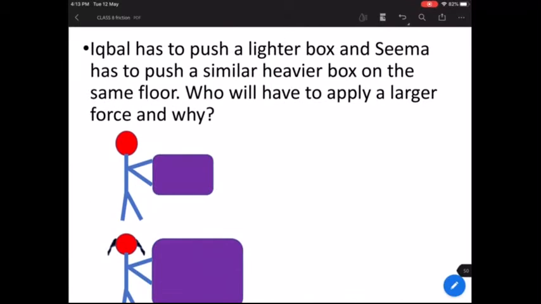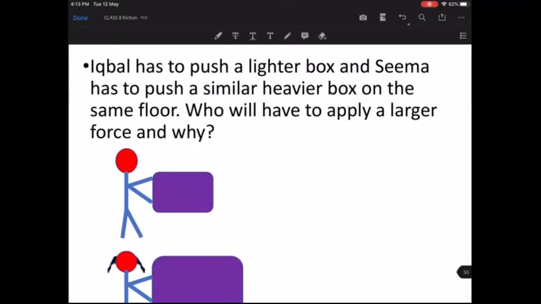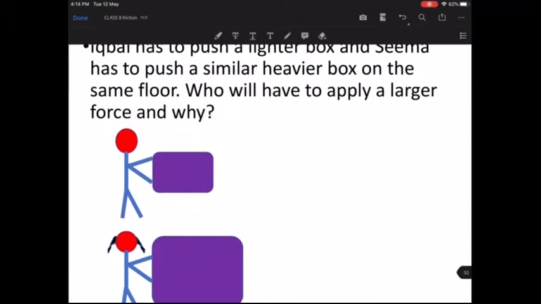Iqbal has to push a lighter box and Seema has to push a similar box, but it is heavy now. So you have Iqbal and Seema both trying to push the box here. But Iqbal is a lucky person, so he gets to push a very, very light box, maybe 5 kgs. Now the girl is not as lucky as the boy, so she is getting to push 25 kgs.